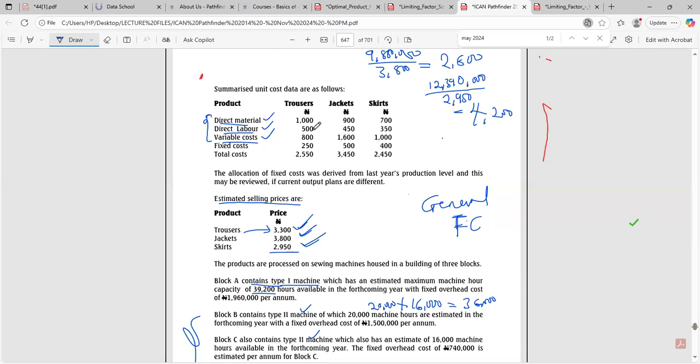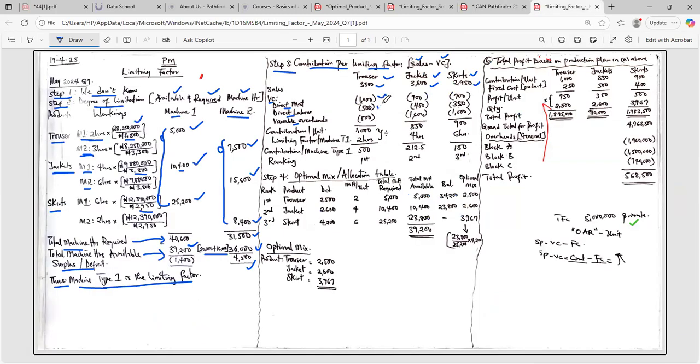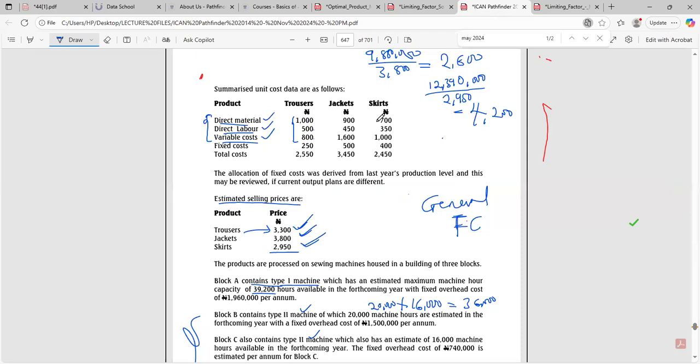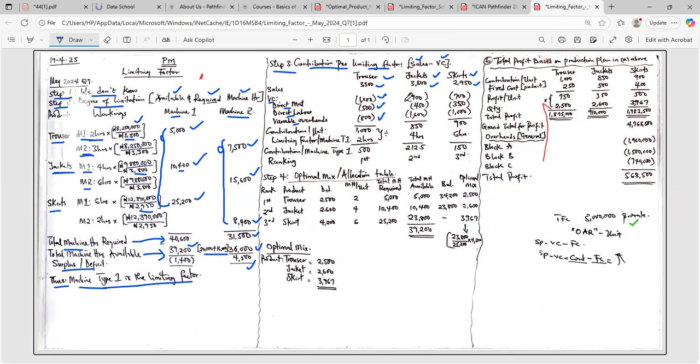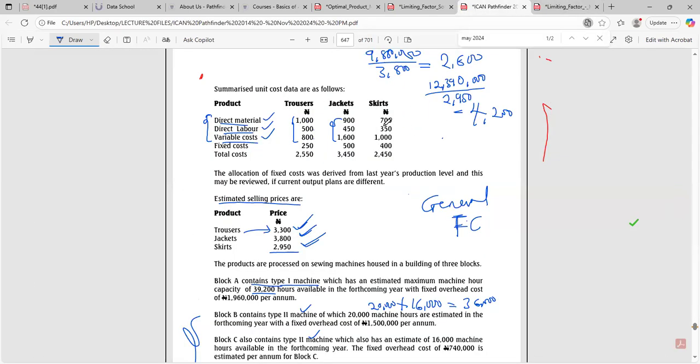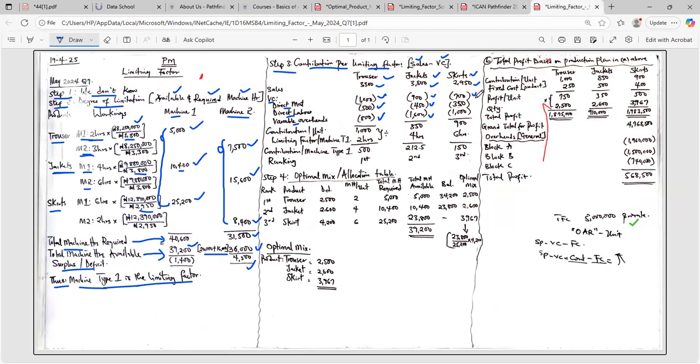Okay. 1,500, 800. Don't multiply with quantity. We are using per unit. So copy and paste. Control C, Control V. 1,500, 800. Let's go and check it out. Go back. Control C, Control V, 900, 450, 16. Finally, we have 700, 350, 1,000. Okay, so that's our variable cost.